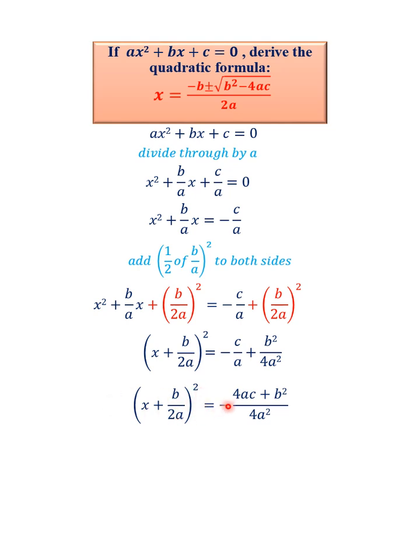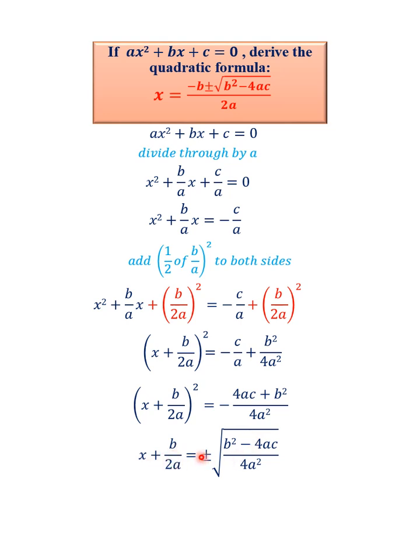We take the LCM. Let's just simplify the right hand side first. a and 4a squared, the LCM is 4a squared. 4a squared divided by a will give us 4a. 4a times this c gives us 4ac plus 4a squared divided by 4a squared is 1. 1 times this b squared gives us b squared. So at this time, we do the square rooting, square root both sides.